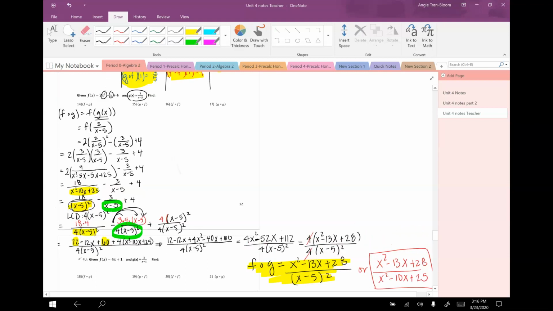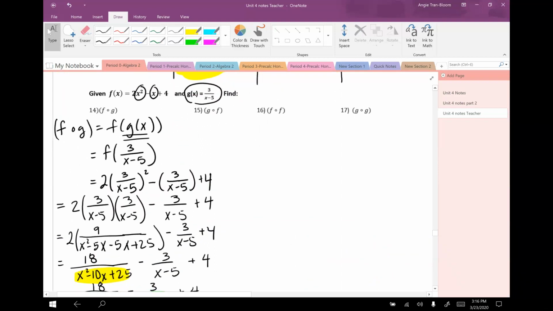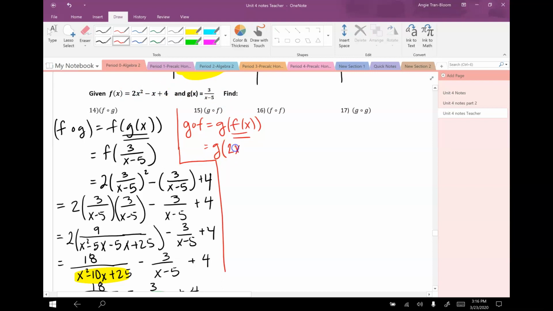Let's try another one, 15. For this one, I'm asking you to do f of, I'm sorry, not f, g of f. Okay, so let's get a different color. Okay, so g of f, meaning that the f of x is now the input. So this is now f of x, which was 2x squared minus x plus 4. That means every time I see an x in the g function, there's only one x, which is right there, and I'm going to drop the negative 5 down. Since I only see one x, every time I see that one x, I write in this entire thing, 2x squared minus x plus 4.